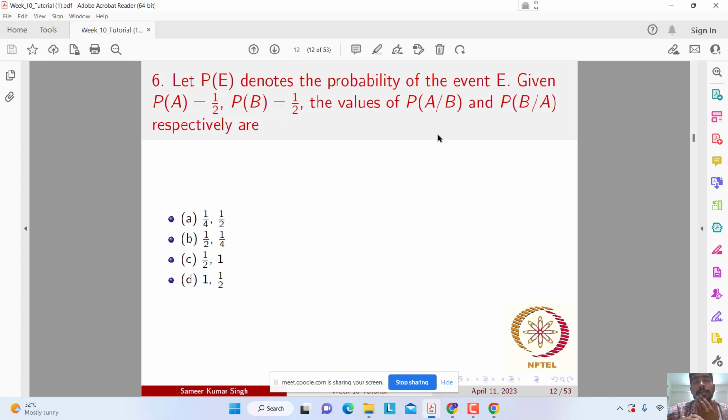Anyone got the answer? There we have to calculate the probability of A when B is given, probability of B when A is given. Condition is that these both are independent. Yeah, definitely answer will be 1/2 and 1/2. That is a misprint. Answer will be 1/2, because in solution we consider the probability of A is 1 and probability of B is 1/2. Then the answer will come according to this. There is a misprint.